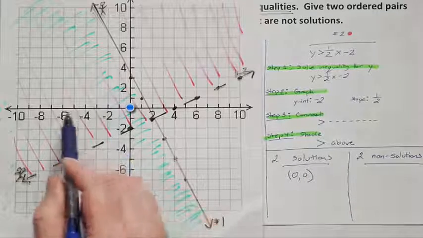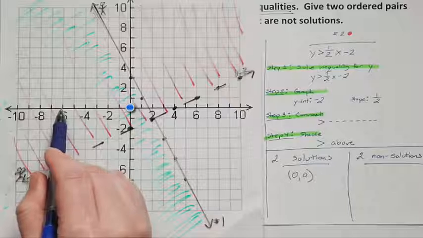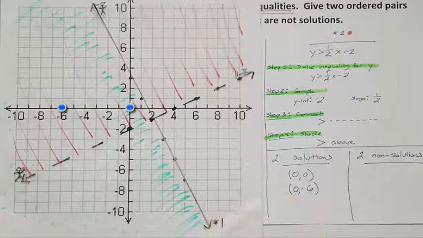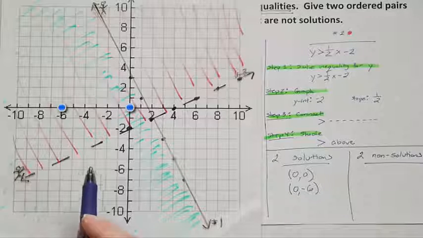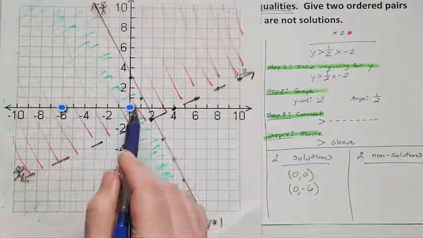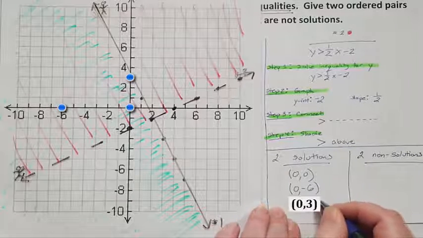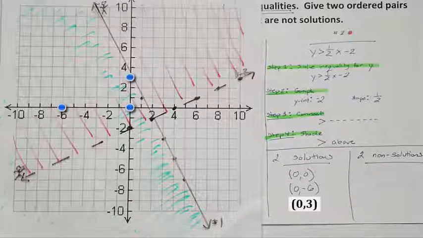I see that the point -6, 0 is a solution because he is in both the red and the green at the same exact time. I can see that the point 0, 4 is a solution because he is in both the red and the green at the same exact time.